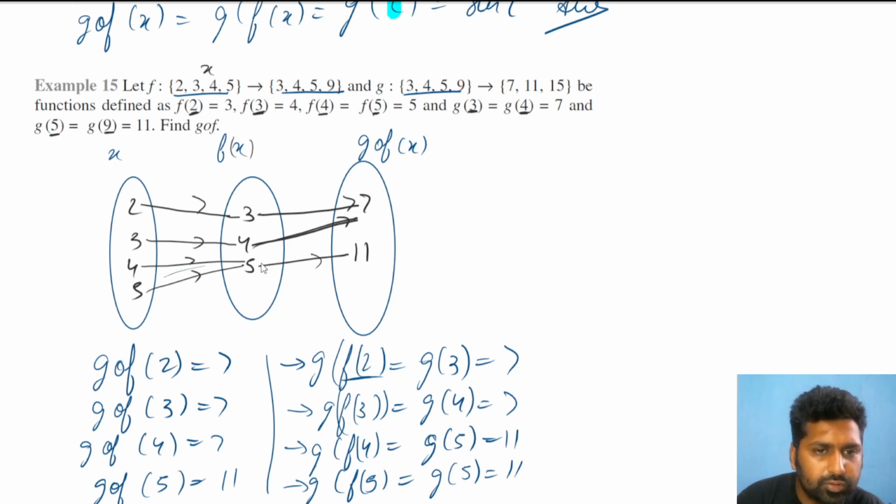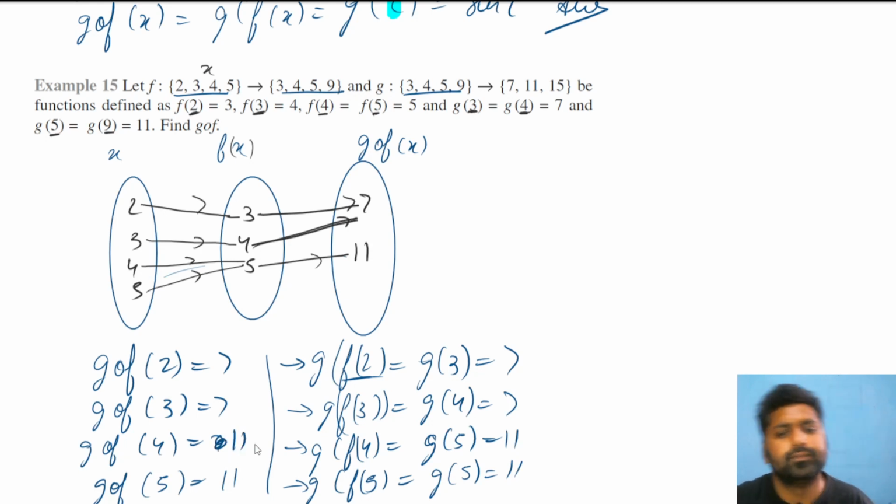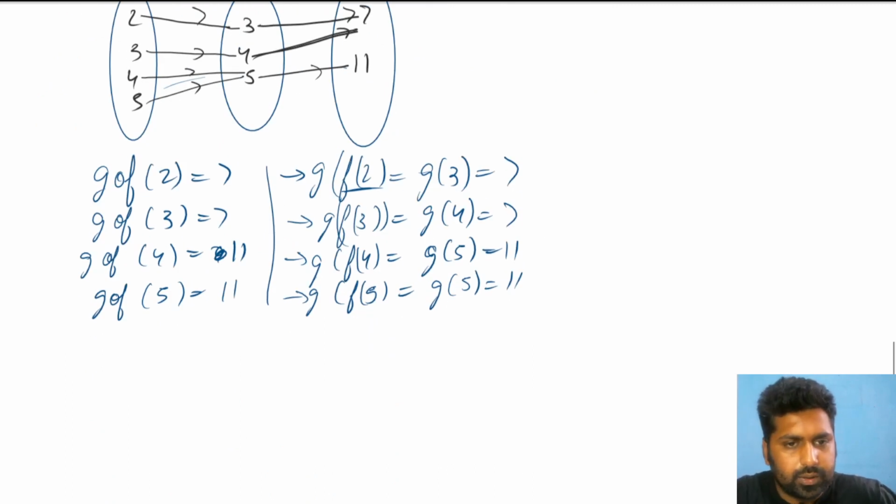Sorry, g of f of 4 was 5. F of 4 was 5, and g of 5 was 11, no? So I have written here g of f of 4. F of 4 got to 5, 5 got to 11, so this should have been 11. Okay. So far, this pretty much helps you to understand what is gof, what is fog.